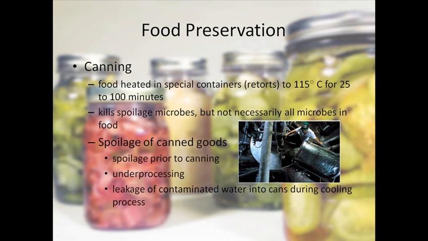We can use high vacuum canning to prevent spoilage, because via the canning process we heat the food to about 115 to 125 degrees Celsius. That's really dangerous for spoilage microbes, but not necessarily all microbes are killed via this canning process. With canning we have high temperature treatment, and also we have the anaerobic treatment.